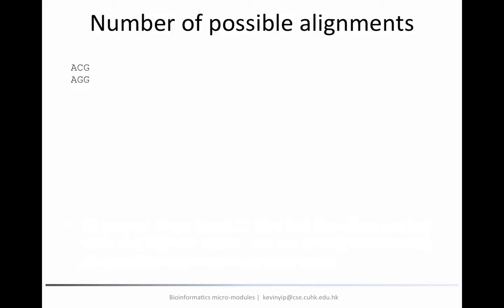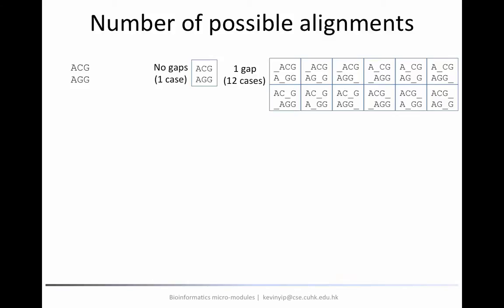In order to systematically find out the number of all possible alignments, we can count the number of gaps that we want to add to the first sequence. If we do not want to add any gap to the first sequence, then correspondingly, for the second sequence, we should also not add any gap in order to balance the length of the two sequences. Therefore, there's only one valid alignment with no gap in the first sequence. If we want to insert one gap to the first sequence, there are 12 valid alignments.